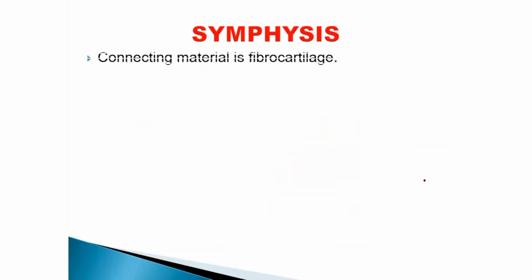We have the next one, symphysis. In symphysis, we can have the pubic symphysis as one of the major parts. The connecting material here again will be fibrocartilage. Fibrocartilage is a kind of strong cartilage.